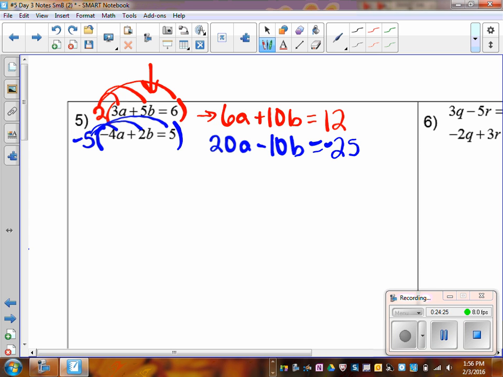Alright, let's add these together now. What is 6a plus 28? 26a. What is 10b plus negative 10b? It cancels out. And what is 12 plus negative 25?